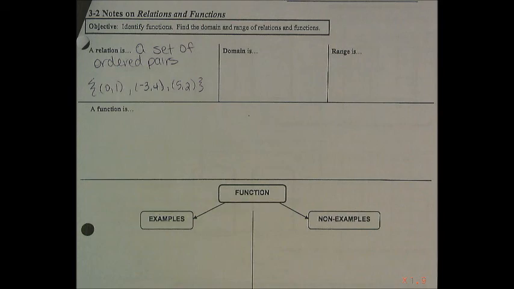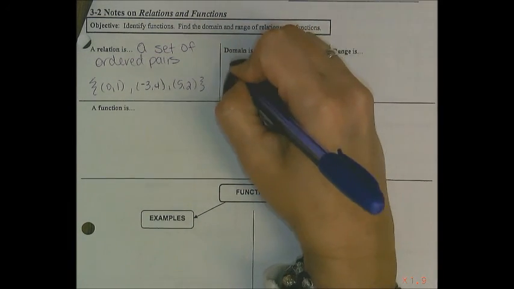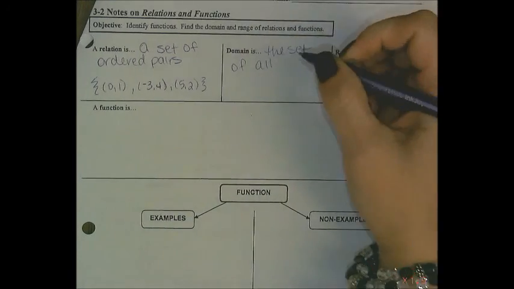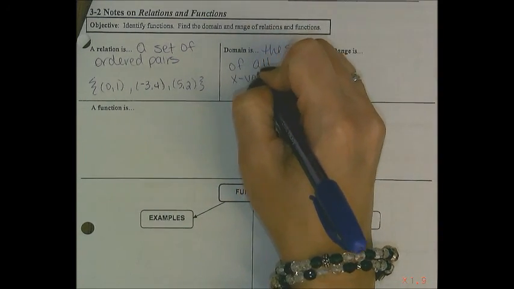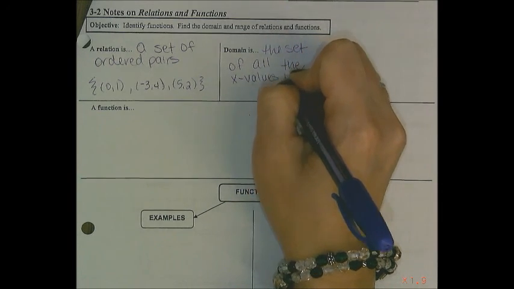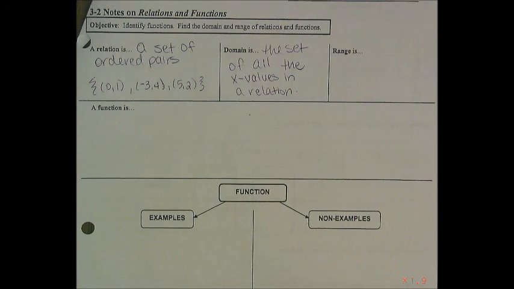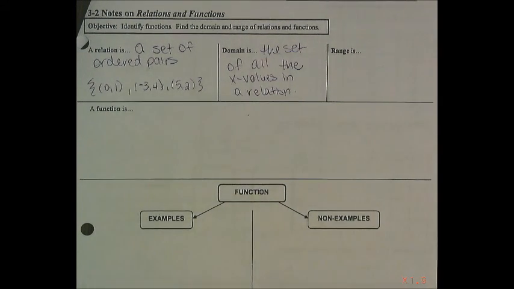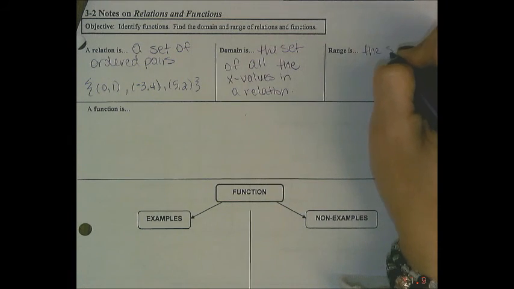Okay? The domain is the set of all the x values in that relation. Okay? And it's only the x values. The range is the set of all the y values in the relation.